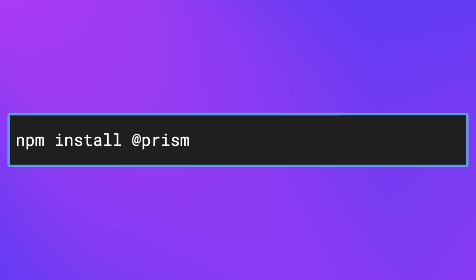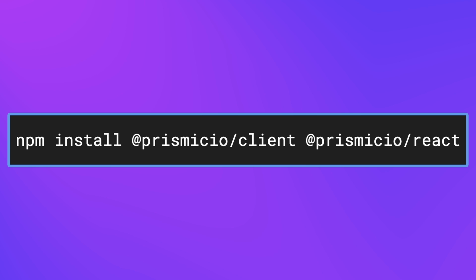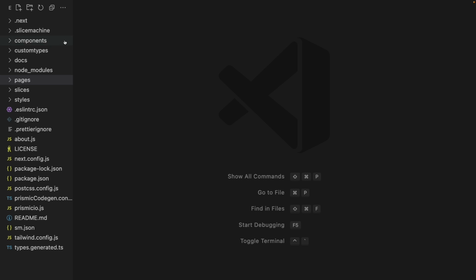To query live content from a Next.js project, you should have installed at least the Prismic Client and Prismic React kits. The client is used to query content from the Prismic API, and the Prismic React kit is used to parse and present the content.